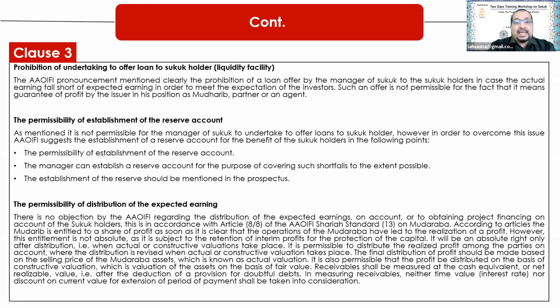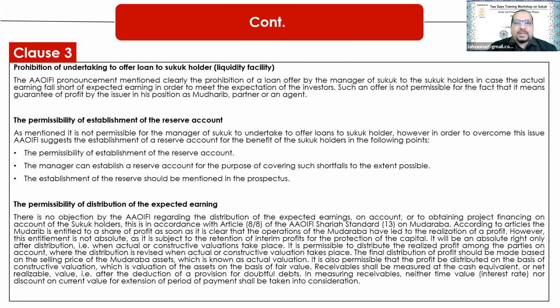Now also IOFI allowed the distribution of the expected earning. Some of the people say, how come you start Sukuk today, and after 6 months, or after 1 year, normally after 6 months if it is semi-annually, you already start giving the profit? And we sometimes need the business to take off and start generating income. And in some business projections, as you know, the first year is always very bad.